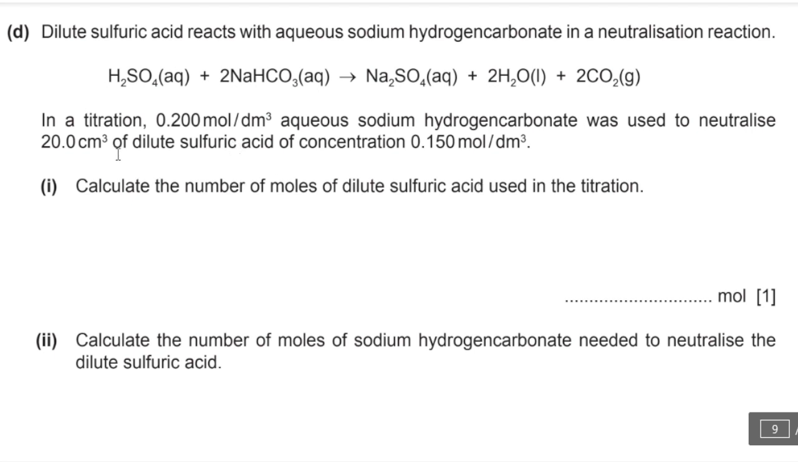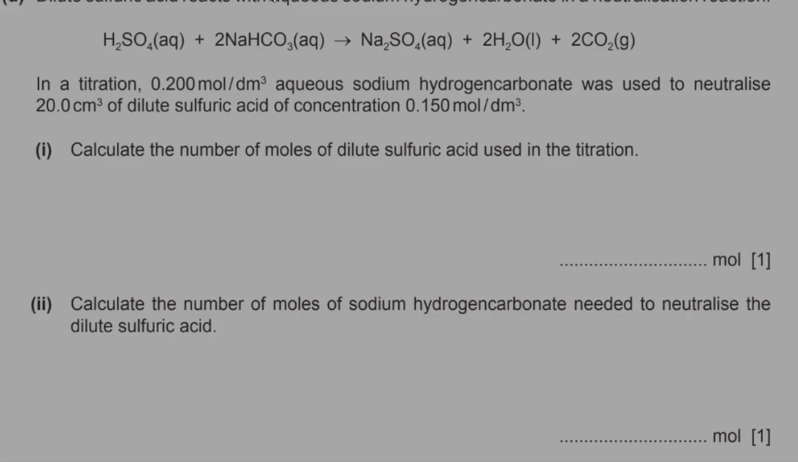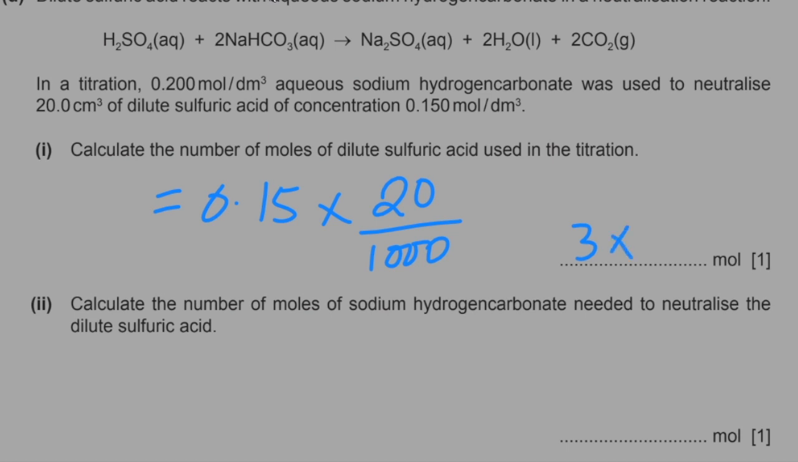So you're given the volume and the concentration of sulfuric acid. So you need to use the formula moles is equal to concentration into volume. So you have the concentration, which is 0.15 mole, and then the volume, which is in centimeter cube. So you need to divide this by 1000 to convert it into dm cube. And this gives the answer as 3 into 10 to the power of negative 3 moles.